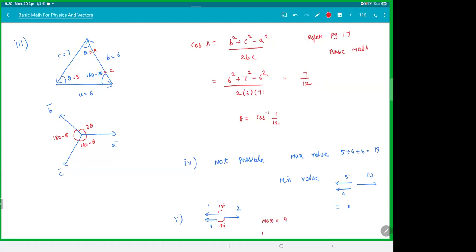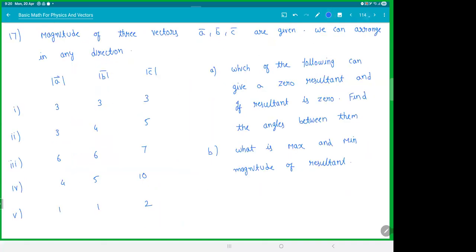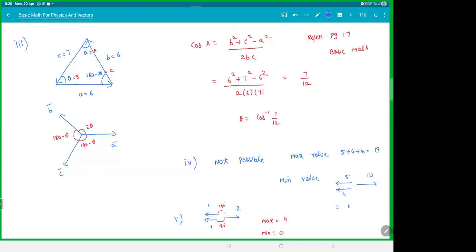Max value is 4, and the minimum is 0. Any doubts on this? All clear with the angles? Manav, clear? Ananya, clear? Siddharth, Rohit, Radhika, Tanmay, Karthik, Meet, clear? Great. Next thing.